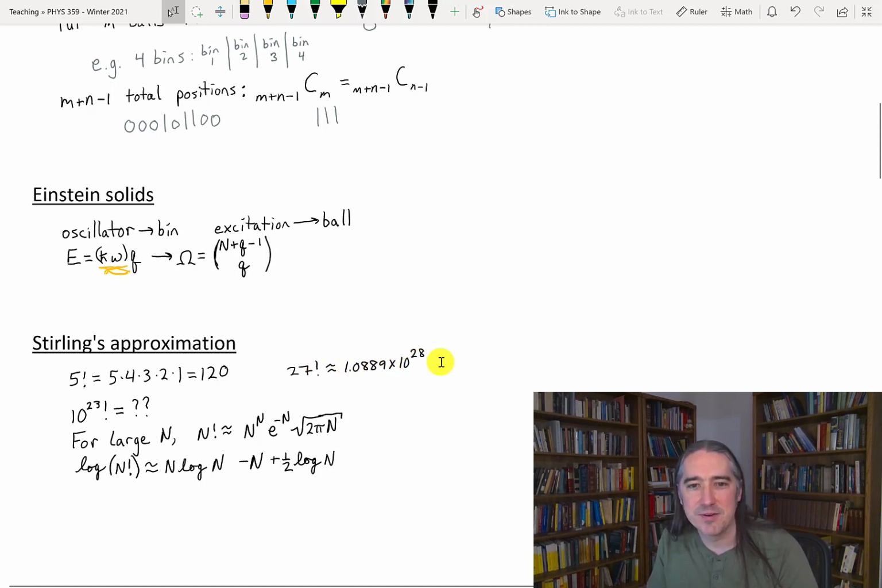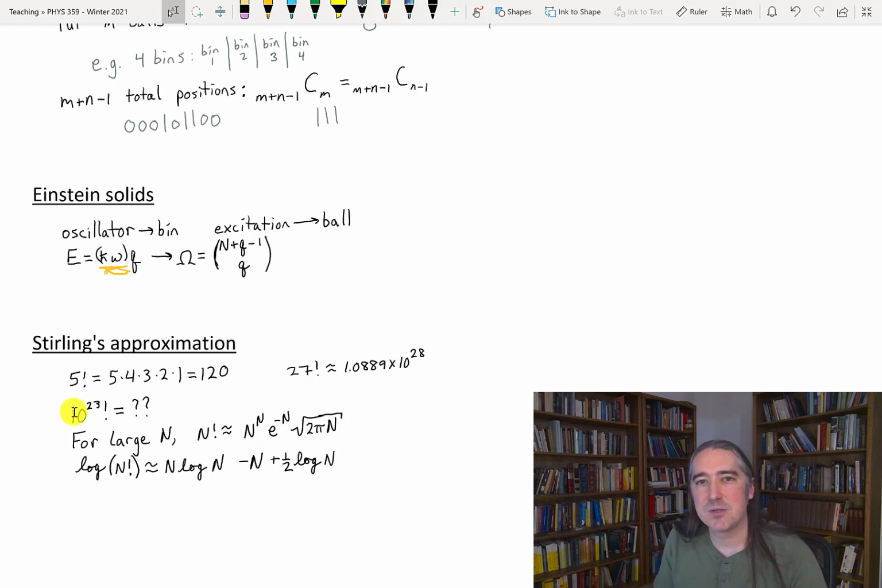Even for 27, it's bigger than 10 to the 27th, right? It's 10 to the 28th. So when we look at a solid, we're looking at like a chunk of stuff. And if you remember, a mole is 6 times 10 to the 23rd atoms.